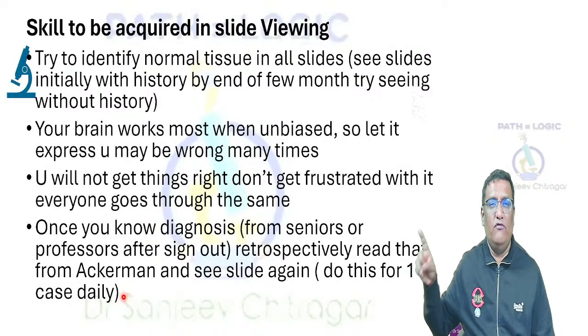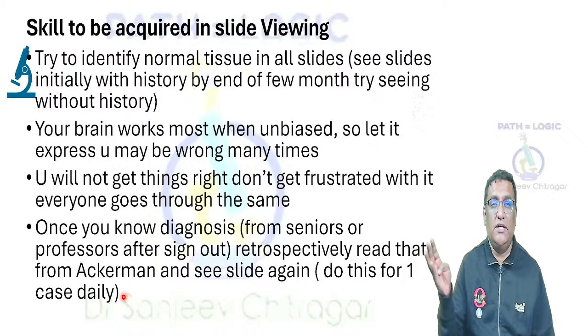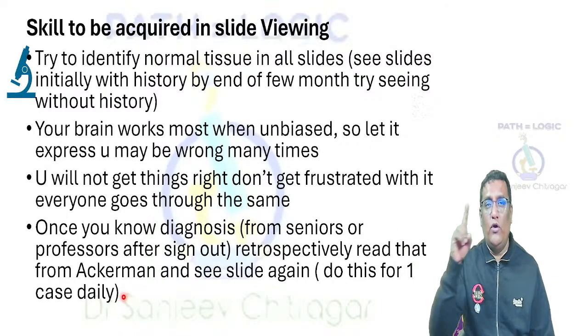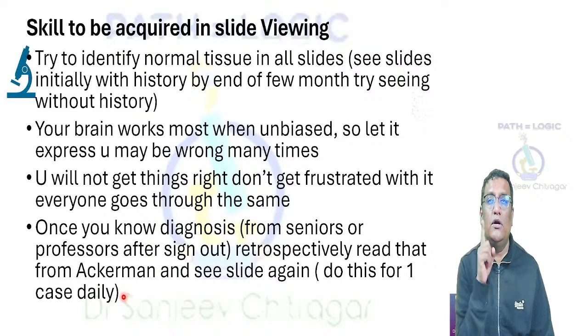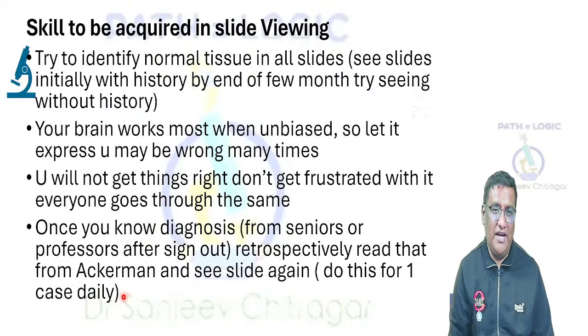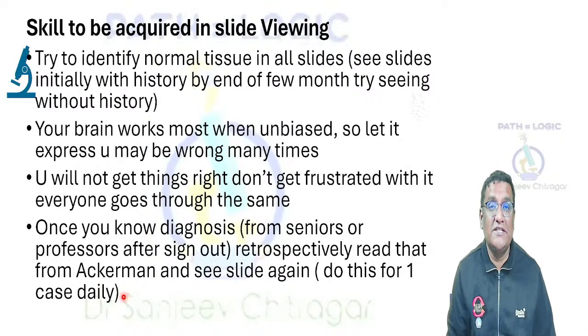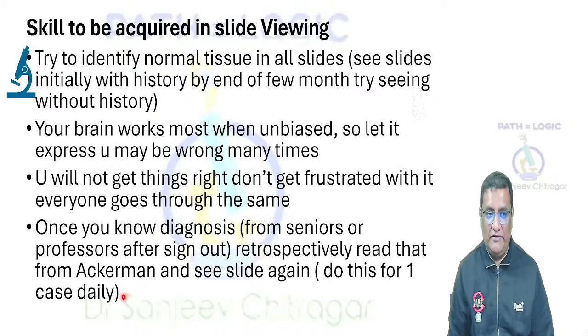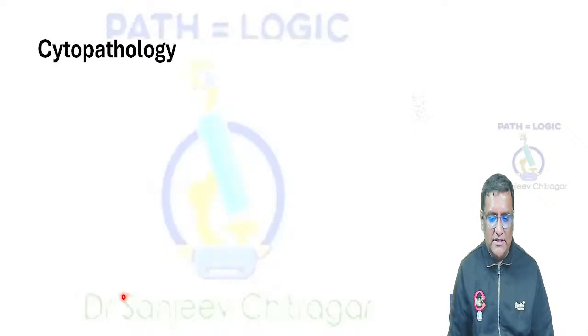This has to be done whichever department you are in, hematology, cytopathology, or histopathology, it doesn't matter. You have to go back and do one case every day. That means you're going to learn one new case every day, which will be around 365 in the first year. Most of your diagnosis will be done by that time. That is why. And next is cytopathology.